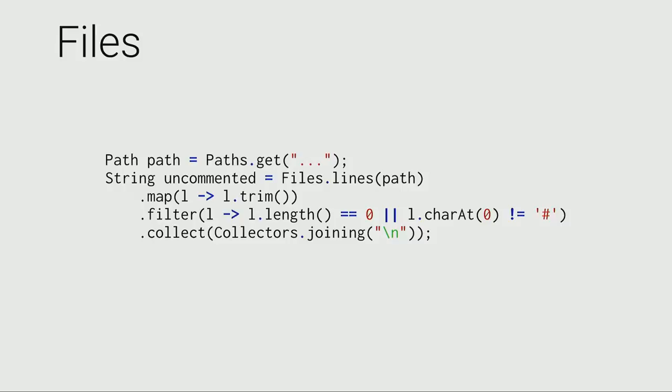Here's an example of the new Files API. You can use the Path class to get a path. And then you can just call Files.lines. It will read the entire content of the file. You're going to get a stream. In this example, I'm using lambdas and stream APIs to remove all the empty lines, all the lines that start with the pound sign, and then I collect everything back into a single string at the end. So it's a lot easier than it was before.